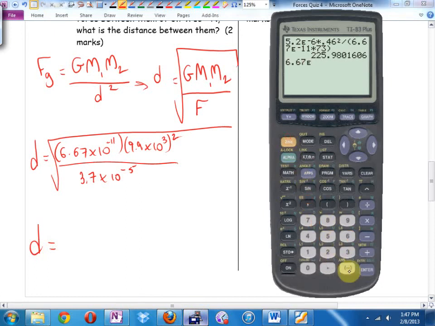6.67, scientific notation button, negative 11, times 9.9, scientific notation button 3 squared, divided by 3.7. Only one number in the bottom, so I can ditch the brackets. Scientific notation button, negative 5. Oh, square root. Now square root, don't forget. Do you get 13.3 meters? Is that right?